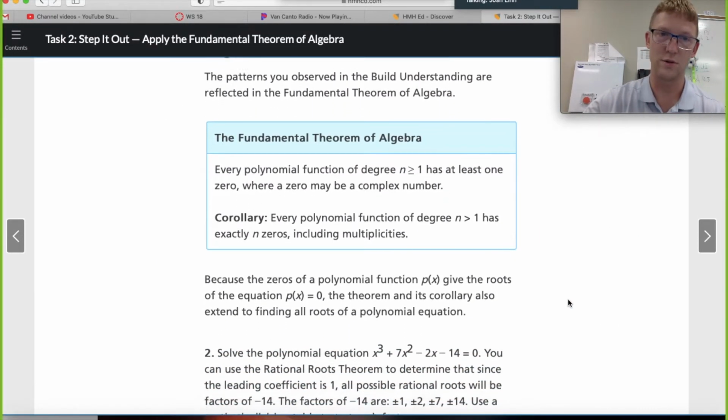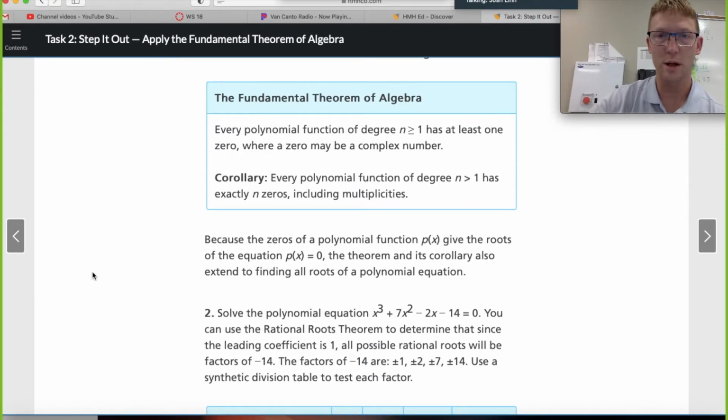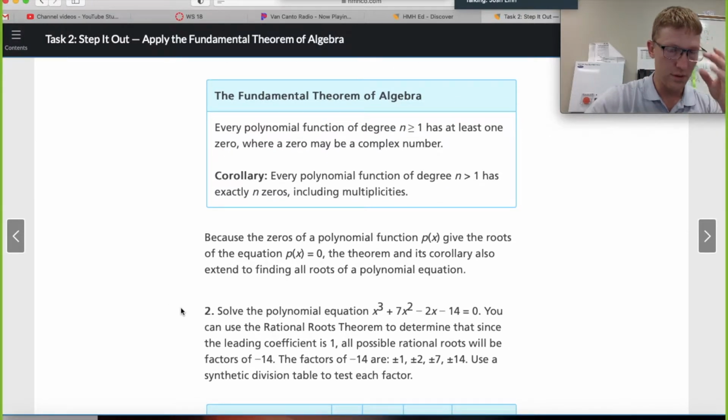So let's use it. Because the zeros of the polynomial function give the roots, the theorem and its corollary also extend to finding all roots of a polynomial function. That's what we're going to do. We are going to find all roots of some of our functions here. So let's try it out. So this next one says solve the polynomial equation. You can use the rational roots theorem. Remember, that's what we did last lesson.